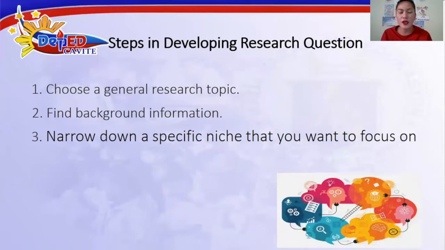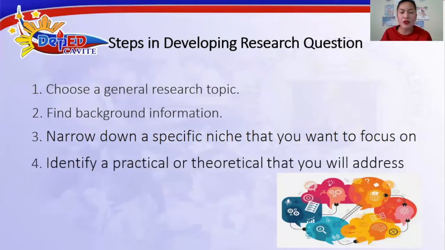So this way, you can make sure that your research is within a feasible scope, instead of something that is a very broad topic to achieve. Number 4, identify a practical or theoretical problem that you will address.